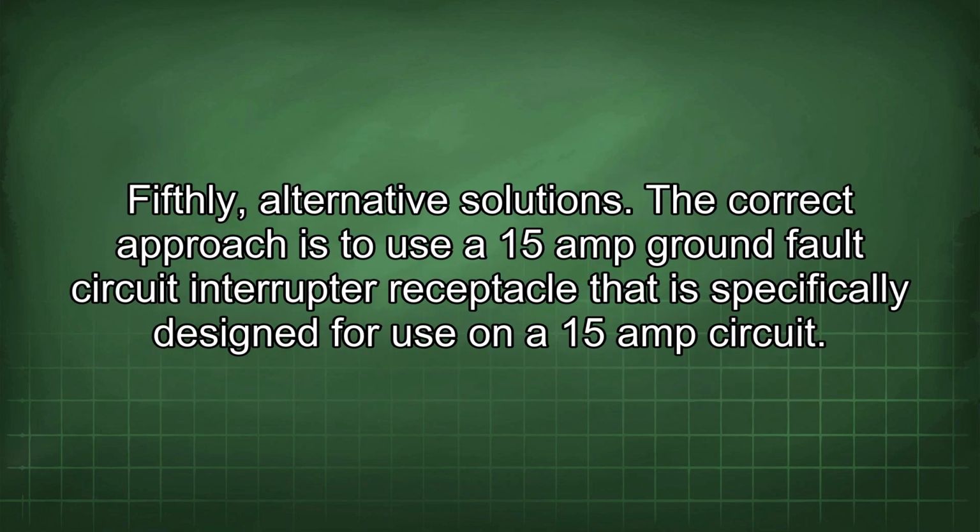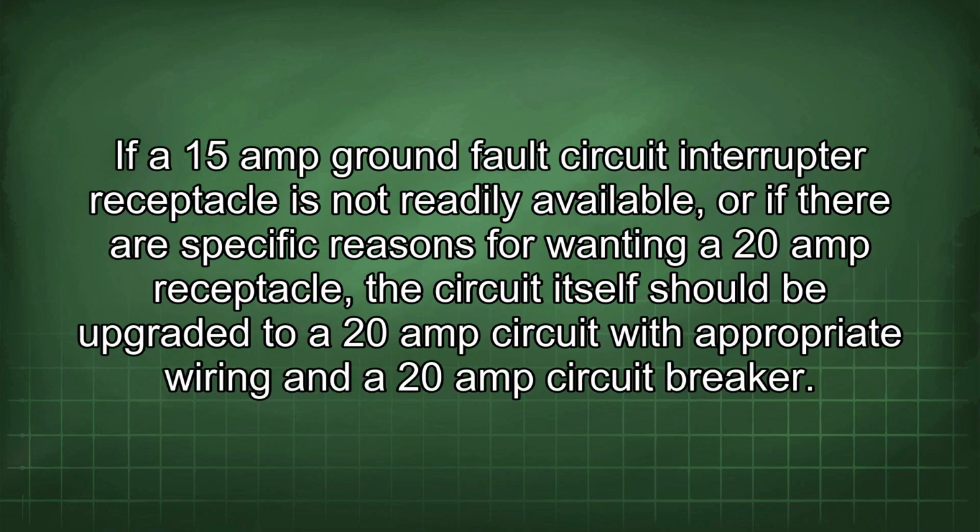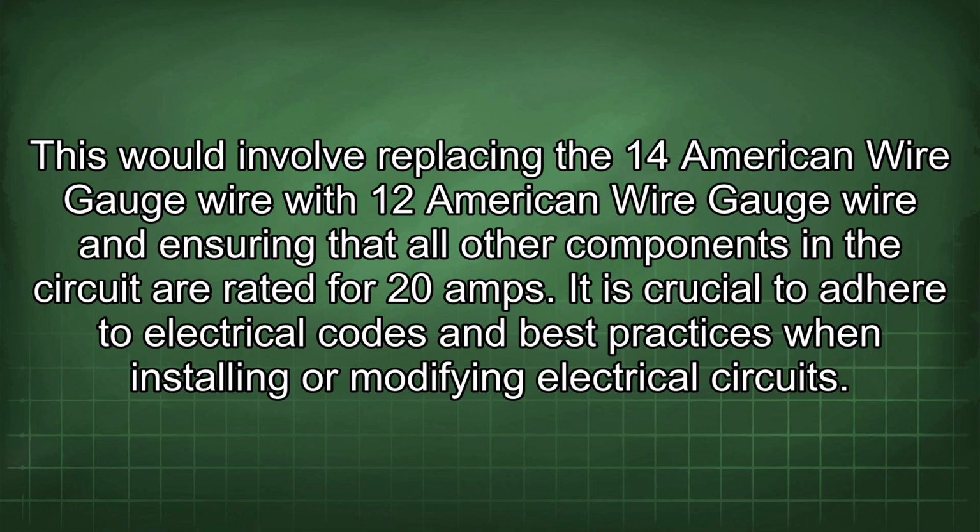Fifthly, alternative solutions. The correct approach is to use a 15 amp ground fault circuit interrupter receptacle that is specifically designed for use on a 15 amp circuit. If a 15 amp ground fault circuit interrupter receptacle is not readily available, or if there are specific reasons for wanting a 20 amp receptacle, the circuit itself should be upgraded to a 20 amp circuit with appropriate wiring and a 20 amp circuit breaker. This would involve replacing the 14 American wire gauge wire with 12 American wire gauge wire and ensuring that all other components in the circuit are rated for 20 amps.